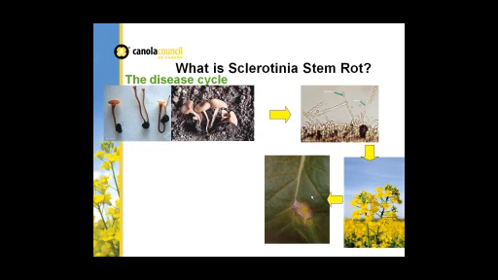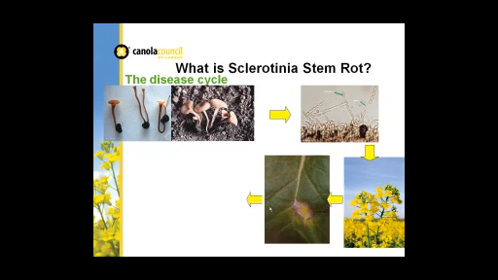So when we are considering a fungicide, most fungicides do not have the ability to stop infection once it has penetrated leaf and stem tissue. We need to be thinking about protecting those flower petals or stopping the infection at the flower petal stage, and that's the key to being successful.